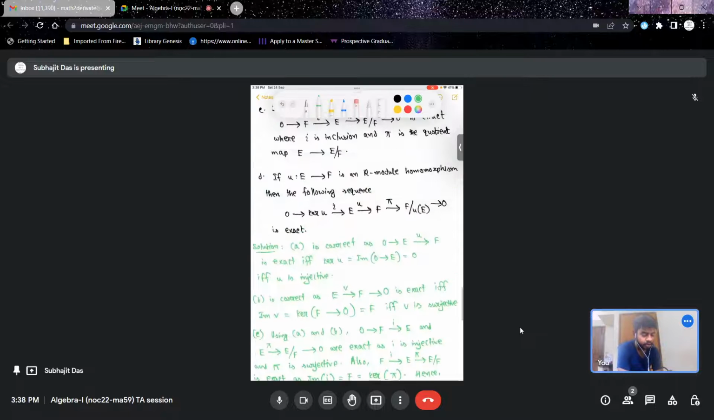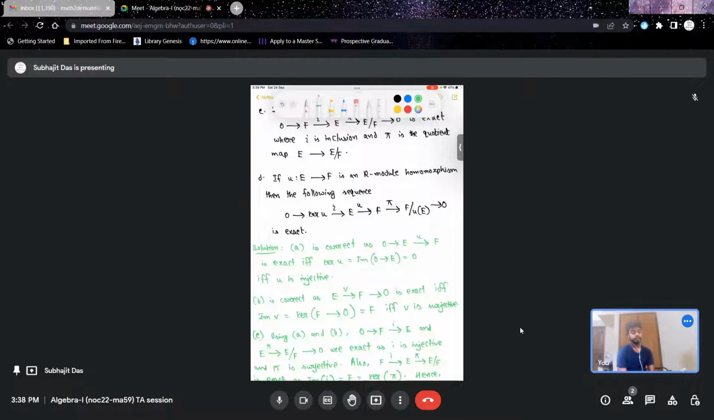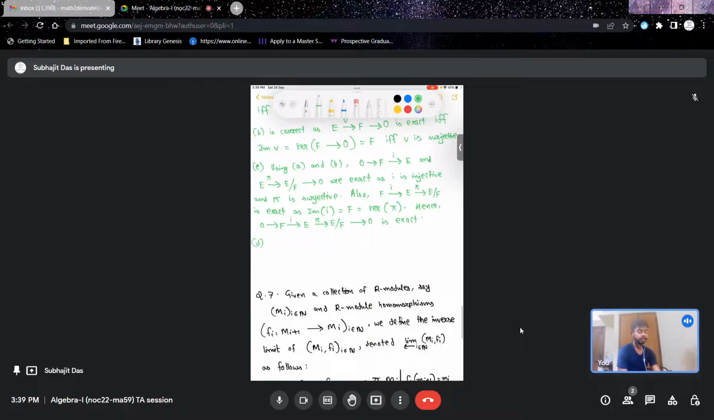What about option D? If U mapping E into F is an R module homomorphism, then the following sequence, 0 to the kernel of U to E to F to F mod U(E) to 0, where I and pi are again your canonical maps. I is the inclusion and pi is the canonical projection, or the canonical surjection of the quotient map. This particular sequence that we have is exact. So option D is correct as well.